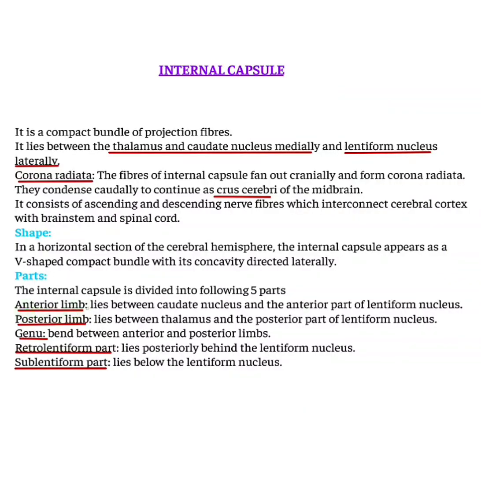To recap: the anterior limb lies between caudate nucleus and anterior part of lentiform nucleus. Posterior limb lies between thalamus and posterior part of lentiform nucleus. Genu is the bend between anterior and posterior limbs. Retrolentiform part lies posteriorly behind the lentiform nucleus. Sublentiform part lies below the lentiform nucleus.